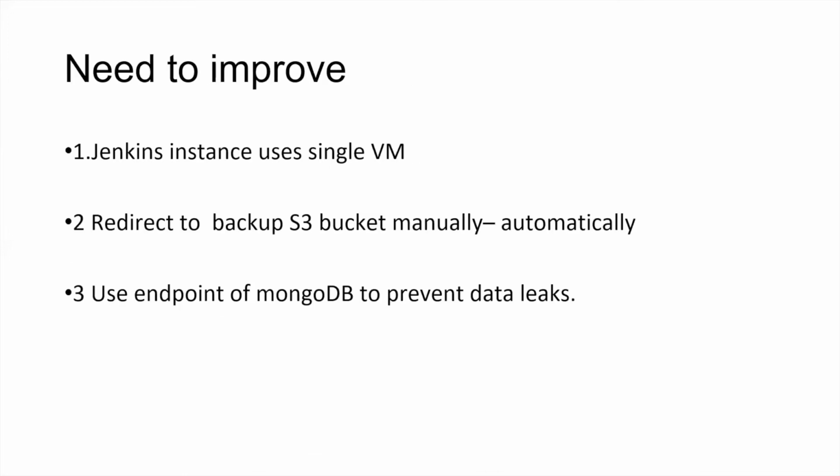Lastly, there are still some things we need to improve. First, the Jenkins instance uses a single VM. Maybe we need a backup VM. Second, figure out another way to redirect to the backup S3 bucket automatically. Third, we had better use an endpoint of MongoDB to connect to EC2 to prevent data leaks. Thank you for listening. Next, Kiwi will do the app demo for us.